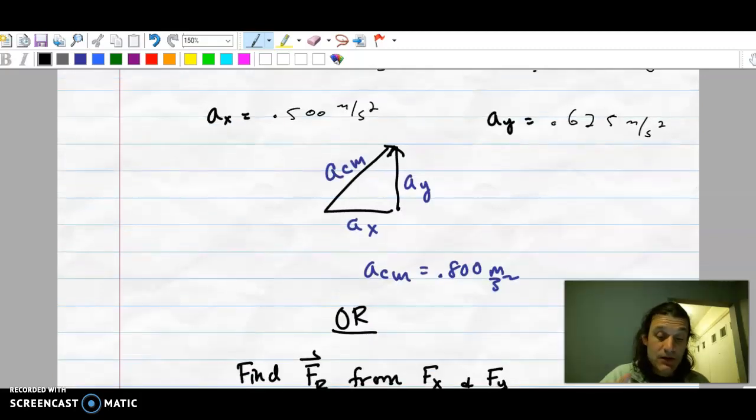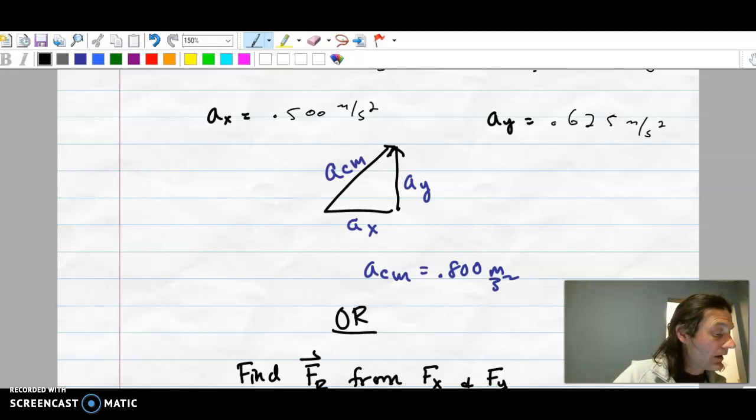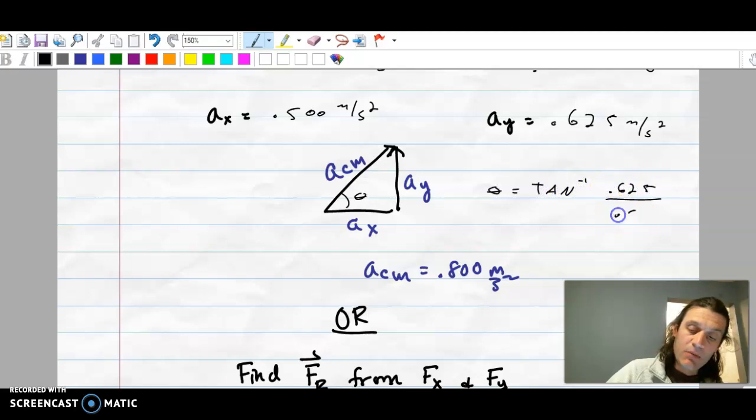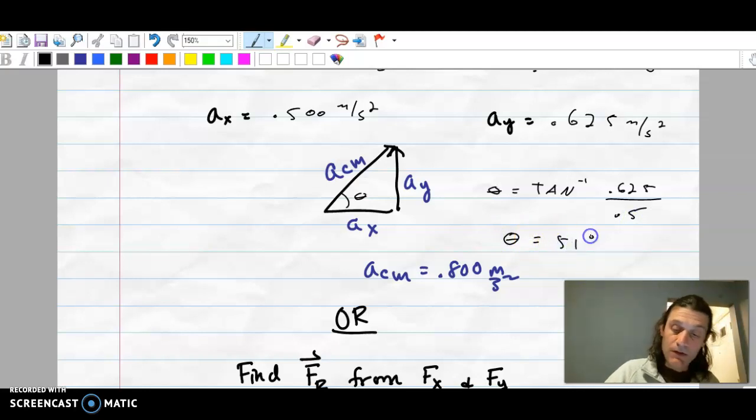All right. To get the direction of this particular vector, which I had forgotten to do here, I'm going to take the tan of the acceleration in the y, 0.625, divided by 0.5, and I'm getting 51 degrees. So to get that angle, we take an inverse tan of 0.625 divided by 0.5, and the angle ends up being 51 degrees. We would communicate that as north of east.